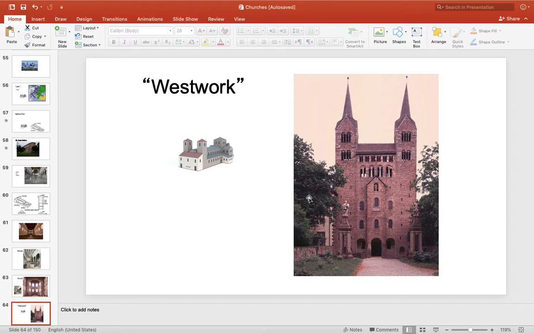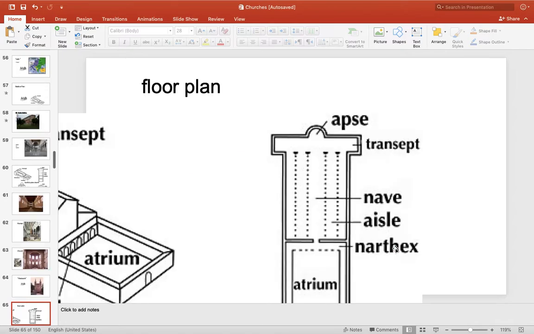If you see the term West work, the entrance is in the west, and Jesus is in the east, and the priest is in the east because the sun rises in the east. So you enter in the west, and you look at the sun, you look at the sunrise, that symbolizes Jesus. So that's the West work.